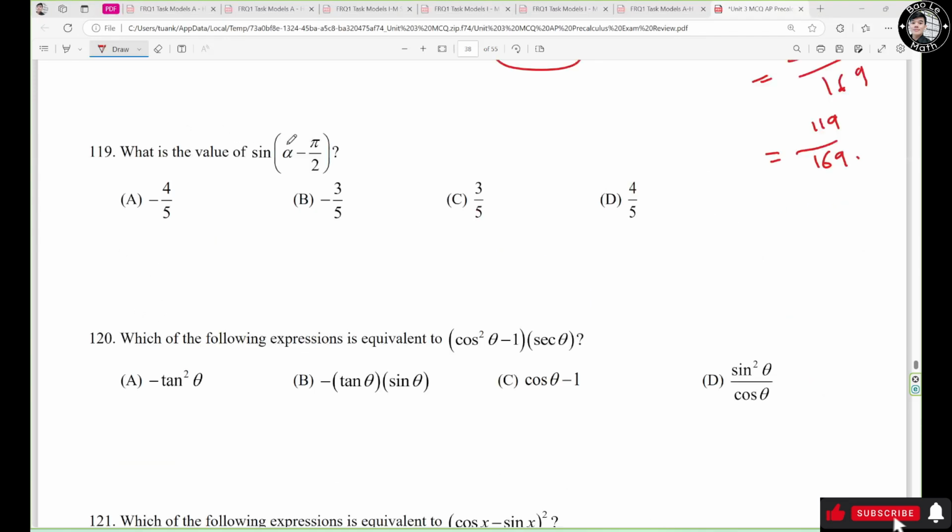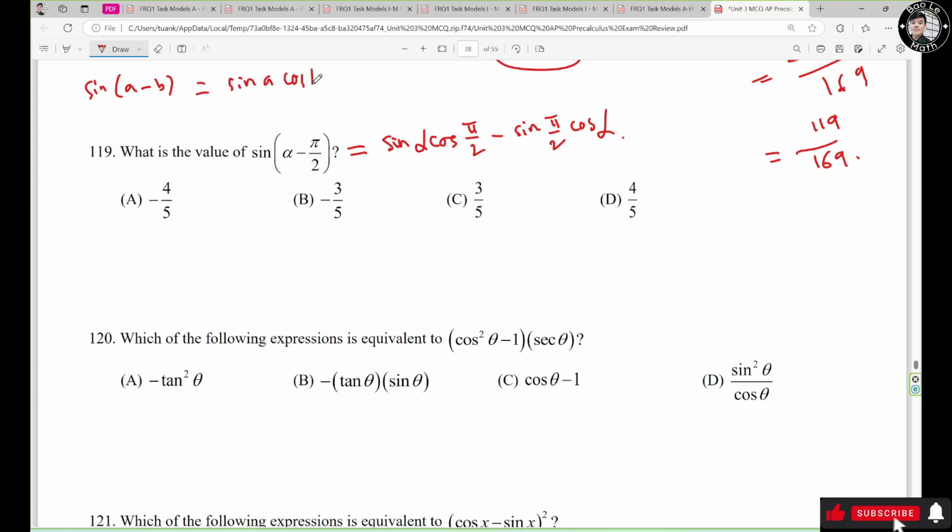Now question 119. What is the value of this? So you need to expand this one using the formula sine of alpha cosine of pi over 2 minus sine of pi over 2 cosine of alpha. Remember you have sine of A minus B. It's going to be sine of A cosine of B minus sine of B cosine of A.